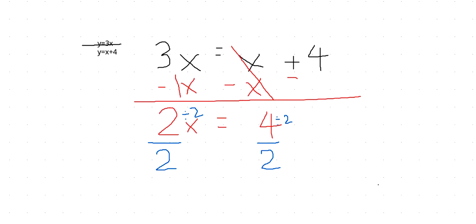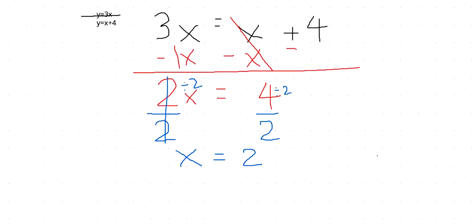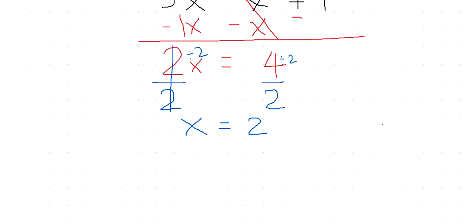2 over 2, 2 divided by 2, and what it does is it cancels out, and it leaves x all by itself. When we do 4 over 2, or 4 divided by 2, we get 2. And there we go. We've gotten to that next part of solving for x. Now we know x is 2.